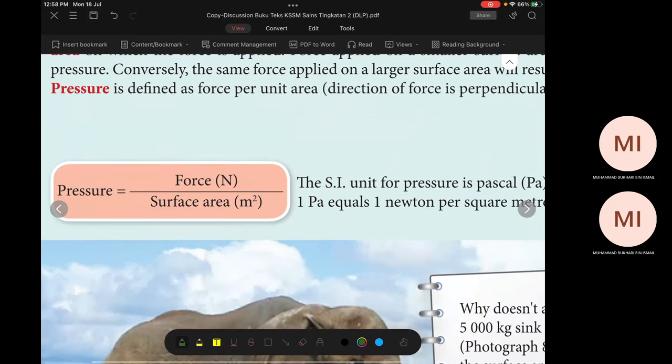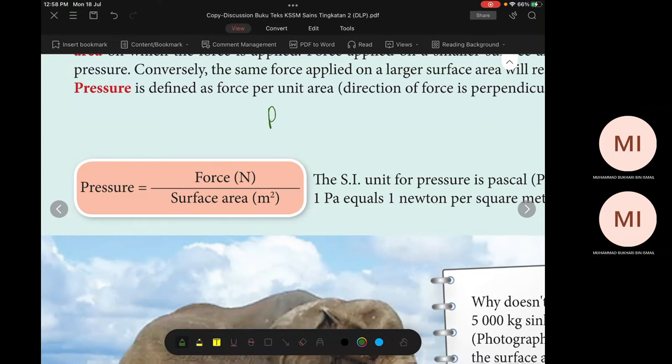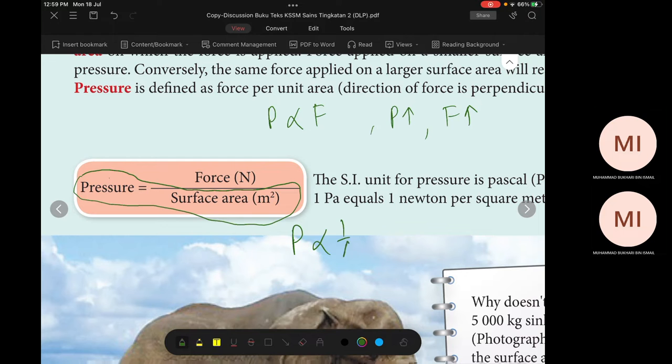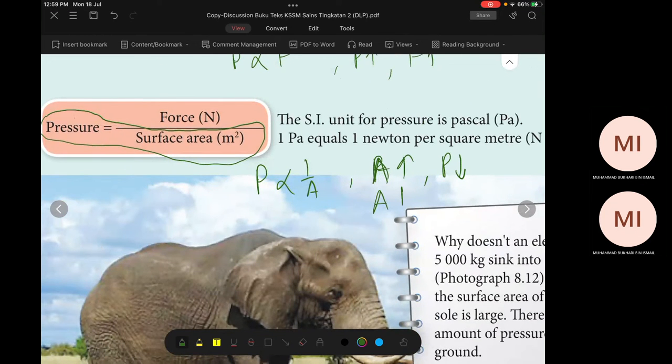Okay, this is the formula. The formula for pressure is force divided by surface area. So from here we understand that pressure is directly proportional to force. So when the force is higher, pressure will be higher. But at the same time, pressure is inversely proportional to surface area. P is inversely proportional to A. You can say that when the area is higher, pressure will be lower, and the other way around. If the area is smaller, pressure will be higher.